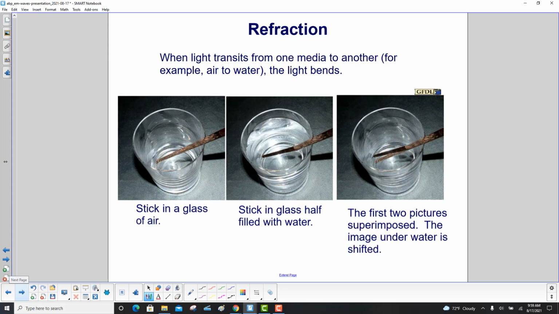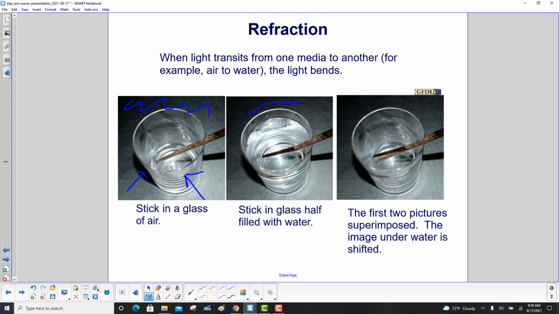Refraction, not reflection now, this is refraction. When light transits from one media to another, for example, air, which is out here of the glass, to water, which is inside the glass, the light bends. So over here, this is a picture of a stick in a glass of air, right? It's right above the water. Then it gets pushed into the water. So this is a stick in glass half filled with water.